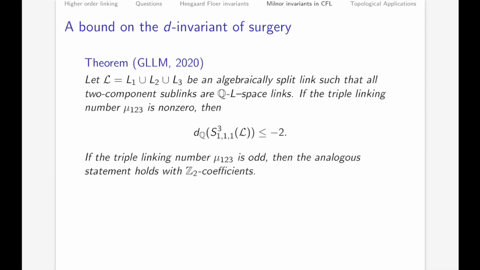Z2 L-space links and Q L-space links are actually the same, but what we don't know for sure is whether the d-invariants defined over Q agree with the d-invariants defined over Z mod 2Z. So for this reason, we have to be really careful with coefficients. And this is the type of statement that we want to show.